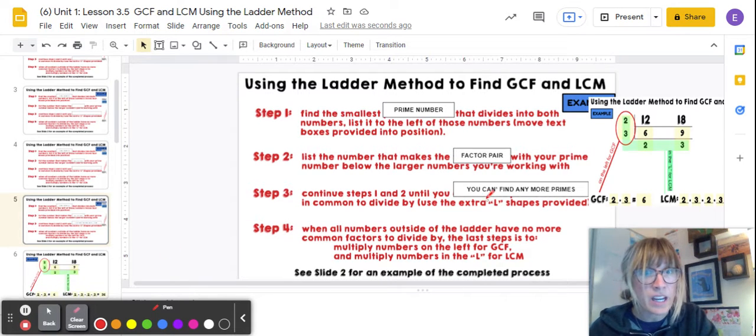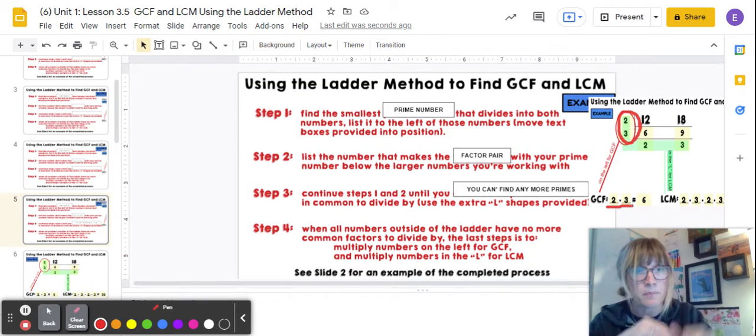So now that we've done that, and we can't find any more primes, we found 2 and we found 3 to divide by, then we're going to use the GCF on the left, right? And then we can multiply our numbers over here on the left for the GCF. So 2 times 3, that becomes your prime string there.